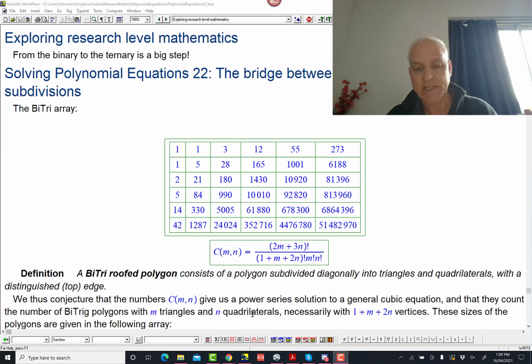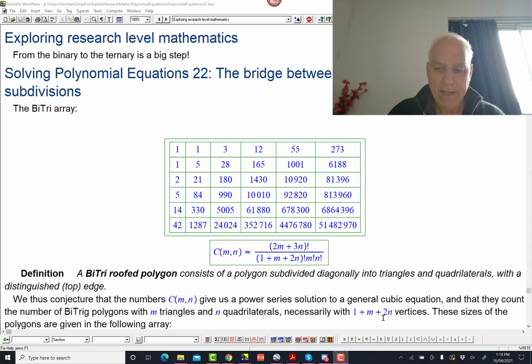Okay, so we are conjecturing that the numbers C_{m,n}, these ones here, give us a power series solution to a general cubic equation, first of all. That's one major conjecture. And the other one is that they also count the number of bi-tri-roofed polygons with m triangles and n quadrilaterals, and that necessarily means with 1 plus m plus 2n vertices. So this is really a bridge. This BiTri story is a bridge from the cubic story to this combinatorial and geometrical story involving these subdivided polygons.